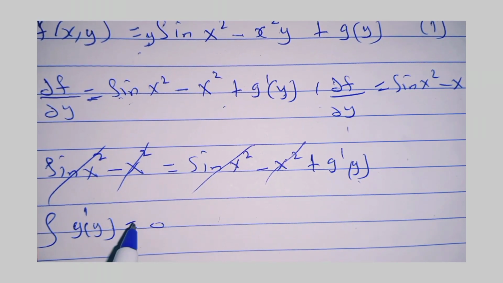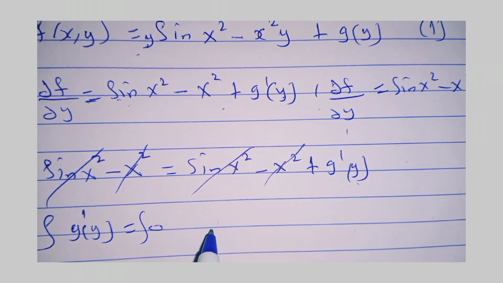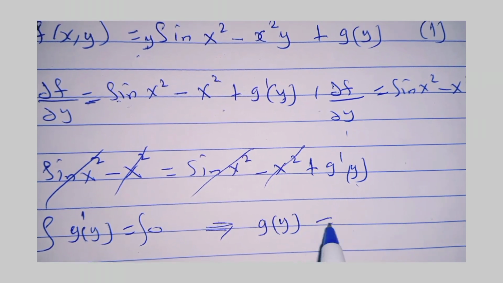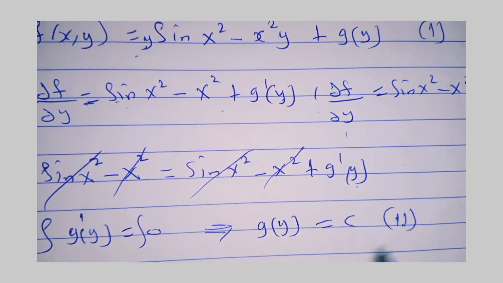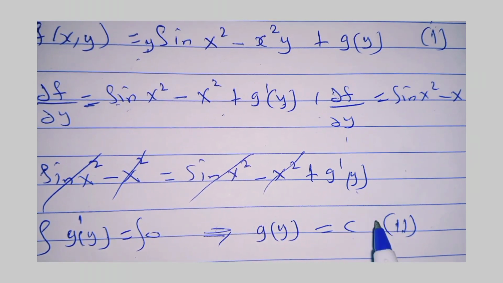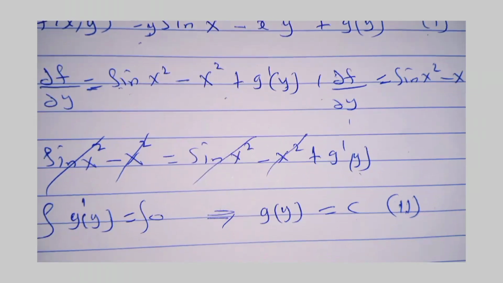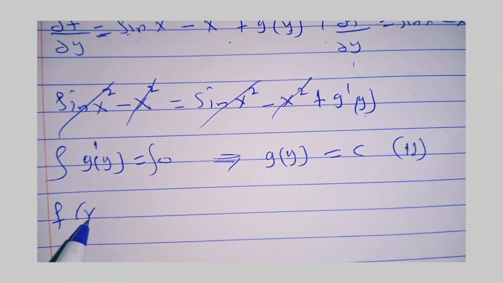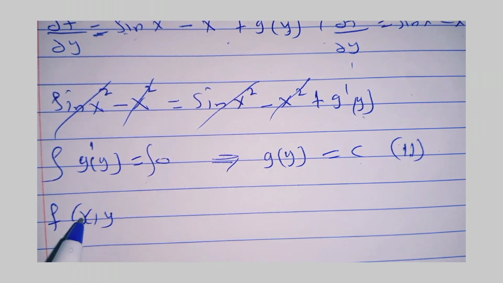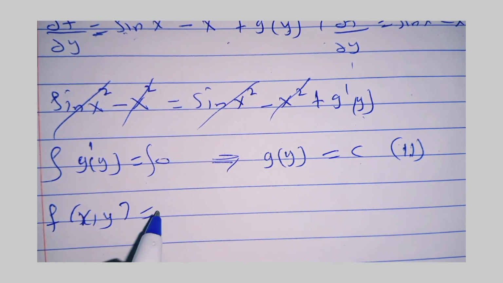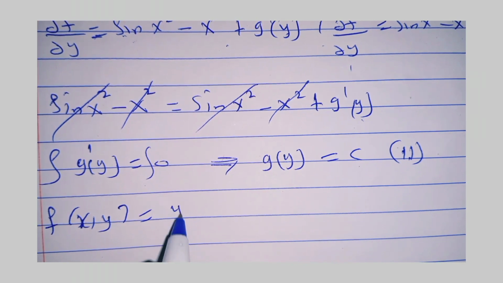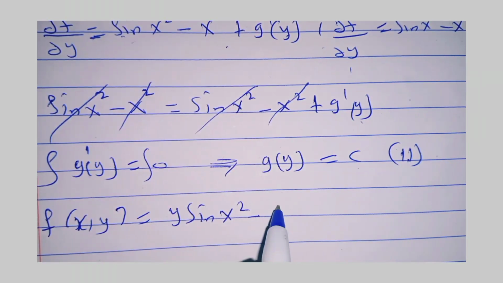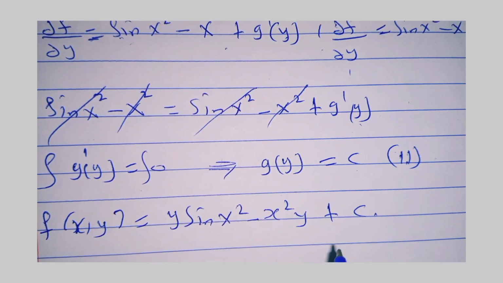Then we integrate both sides to obtain the following. So g of y will be equal to constant c. You call this equation 2. Then you substitute equation 2 in 1 to obtain your result. So our final result of the given ODE will be f(x, y) equal to y sin(x²) minus x²y plus constant c.